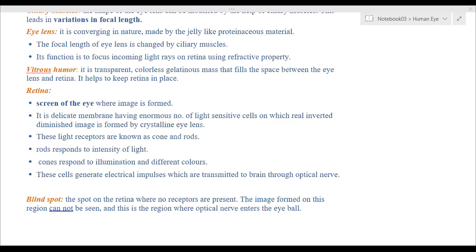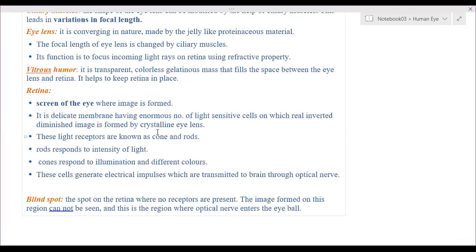Some people can't see nearby objects clearly. If you see elderly people, they are not able to see clearly the things which are very close to them, so they are not able to read and write properly. You have seen that after the age of about 40 to 50 years, people are not able to see the things near to them very clearly.